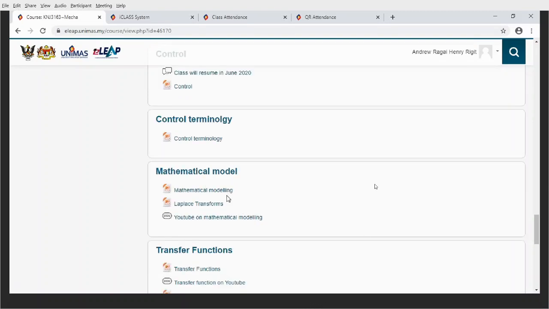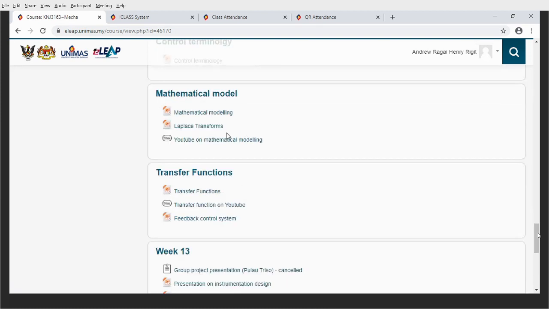A lot with numerical modeling, and then Laplace transform. Yeah, I did post one YouTube on molecular modeling, as we have recorded earlier, and then we have moved to transfer functions, as well as a recording on a transfer function on YouTube, and then last week we have discussed feedback control systems.